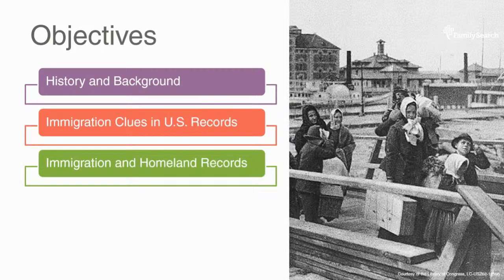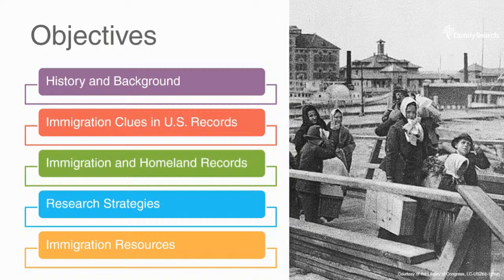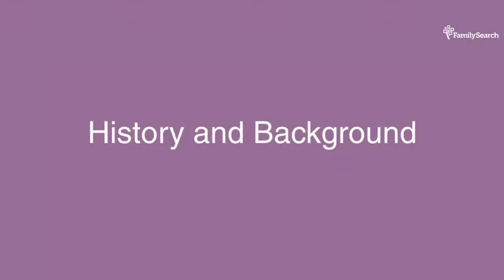We'll then talk about some homeland records, the immigration records themselves here in the U.S., and then some records for those homelands, some immigration records that might help. We'll go through some research strategies. How do you tackle an immigration case where you're trying to find that homeland? And then we'll go through some immigration resources, where you're going to find some of these records and some other ideas. So hopefully we're ready to get started here, tackling all of these things.